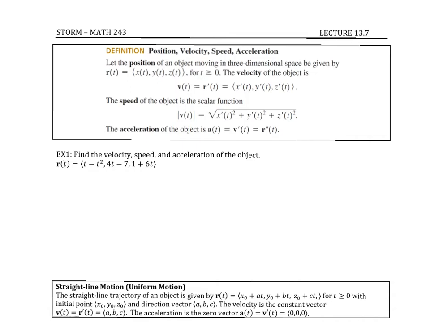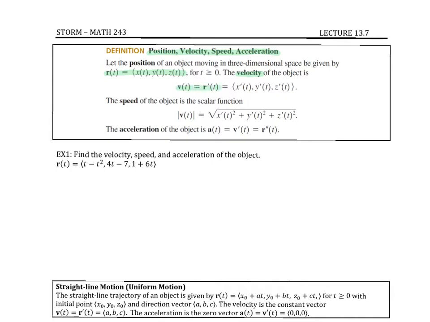In 13.7, we're going to look at motion in 2- and 3-dimensional space. So we're going to revisit our familiar position, velocity, speed, and acceleration. But this time our position function is going to be a vector. So the velocity is the same as real valued function.